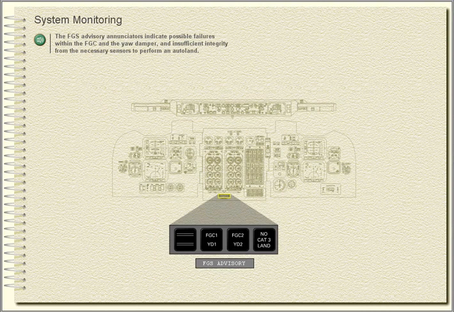System monitoring. The FGS advisory annunciators indicate possible failures within the FGC and the yaw damper and insufficient integrity from the necessary sensors to perform an autoland.